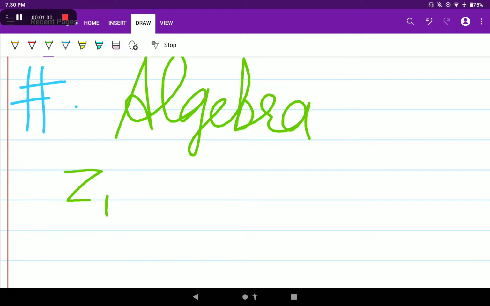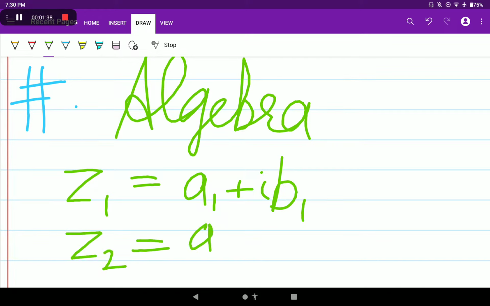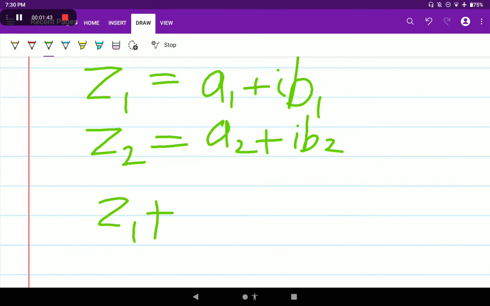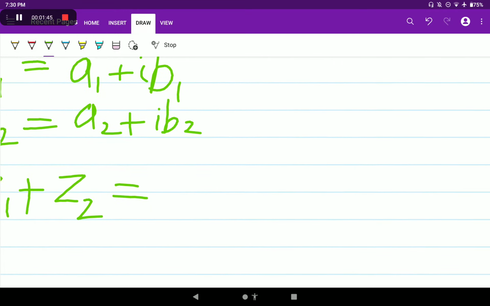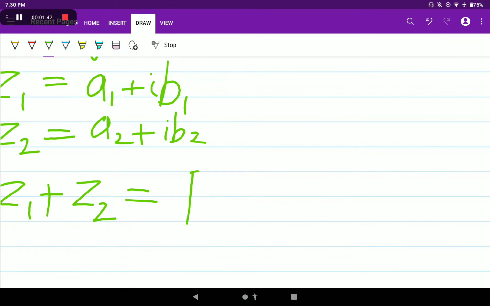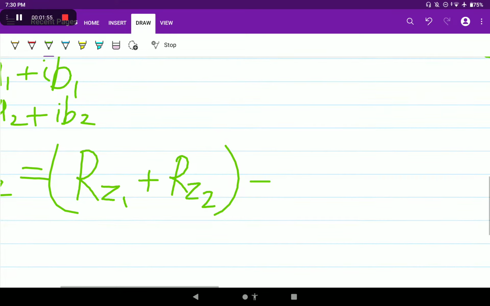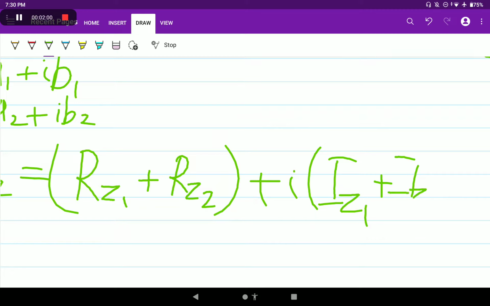Let's take two complex numbers. First one is z1 equals to a1 plus iota b1, and let's take second as z2 equals to a2 plus iota b2. We have these two complex numbers. Now we have to add them, z1 plus z2. So how to do it? Add real part of z1 plus real part of z2, then plus take iota common, and then add imaginary part of z1 plus imaginary part of z2.